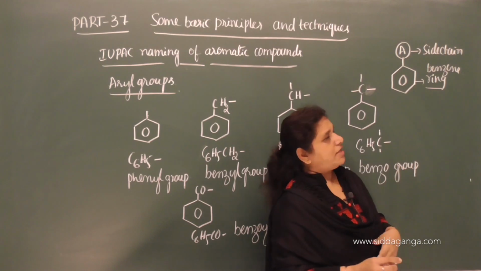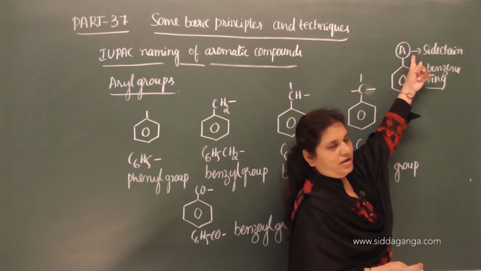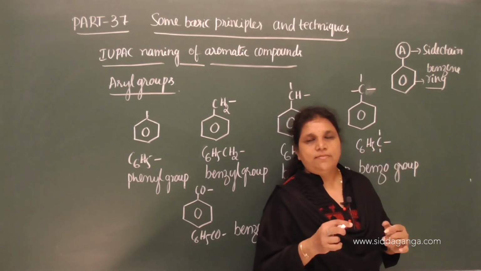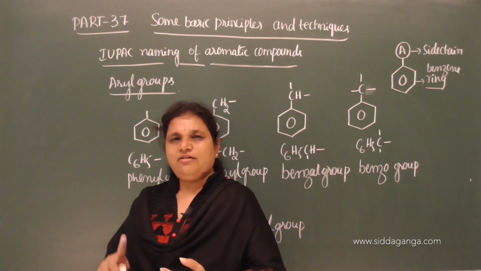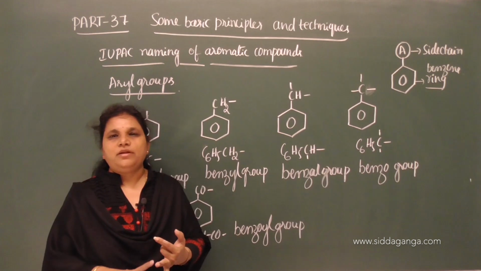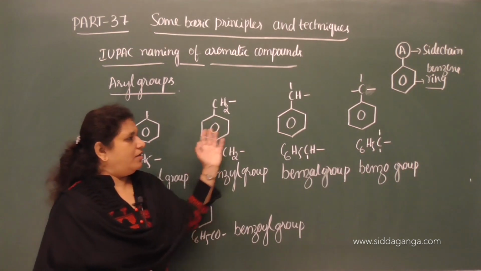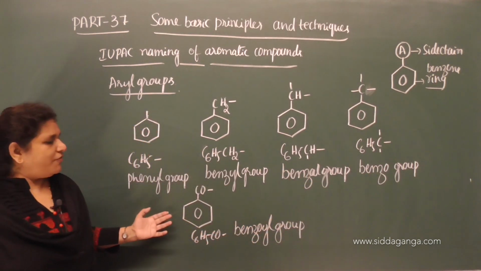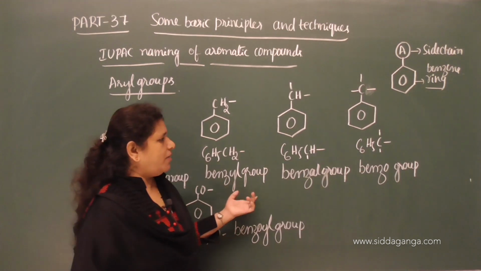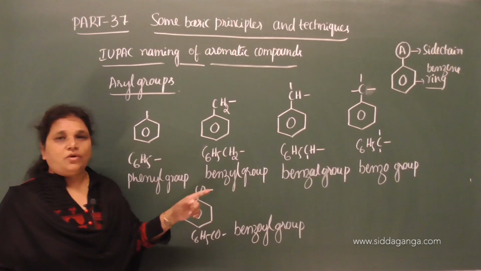So, there are two parts in substituted benzenes. One is the side chain, another one is the benzene ring. The side chain may be a substituent group or a functional group. The side chain may contain double or triple bonds. Is that clear? So, here we have different aryl groups: phenyl group, benzyl group, benzal group, benzo group and benzoyl group.